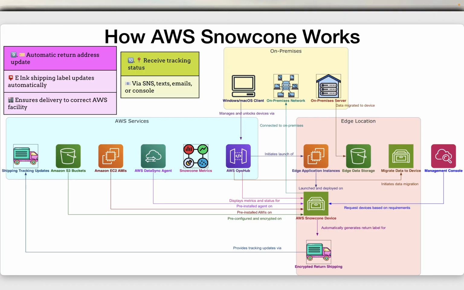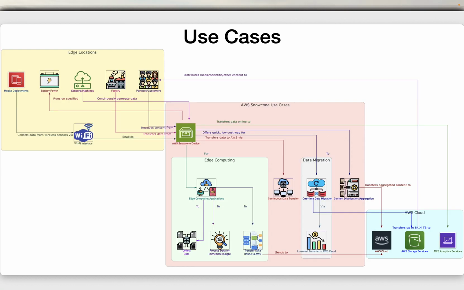When the device is shipped, users can receive tracking status updates through various channels, including Amazon Simple Notification Service (SNS), generated text and emails, or directly from the AWS Management Console. So this is the whole procedure of how to work with AWS Snowcone, either SSD or HDD. Now let's see the use cases for Snowcone.